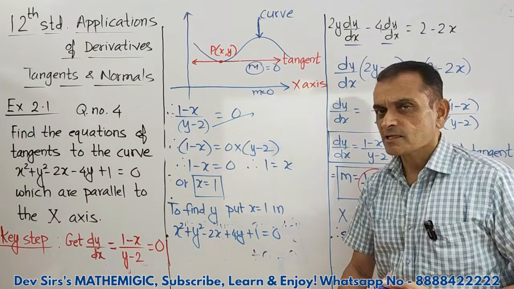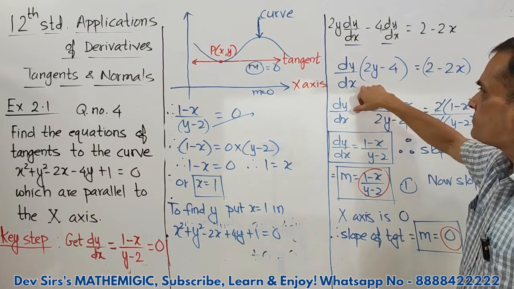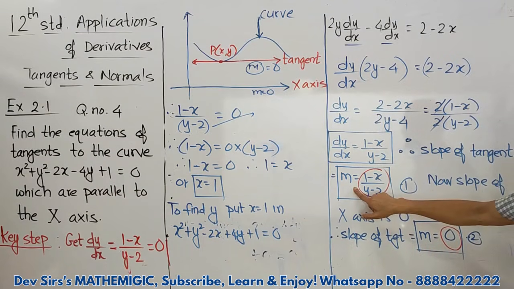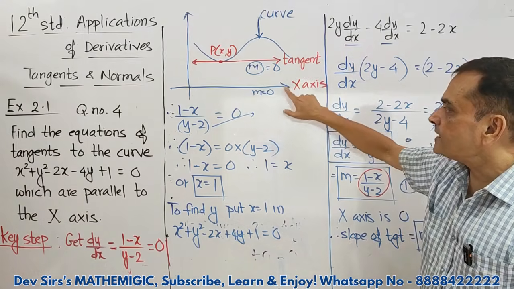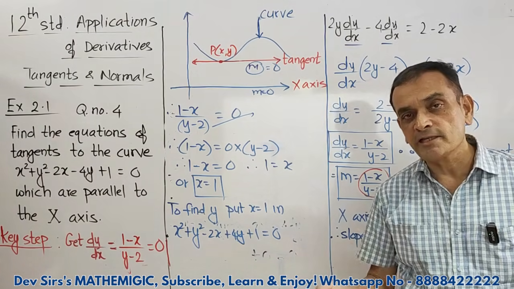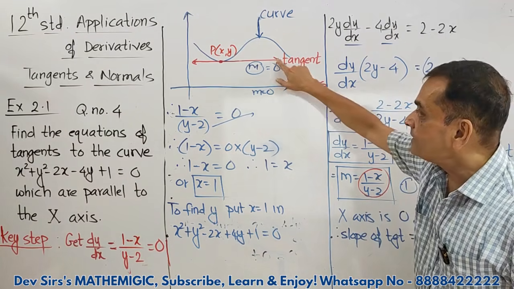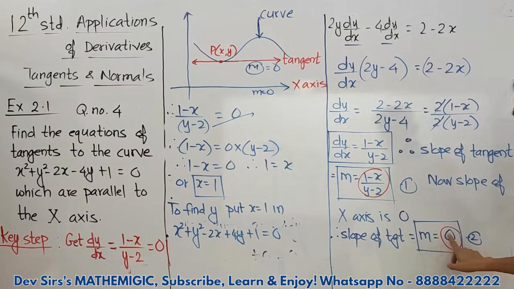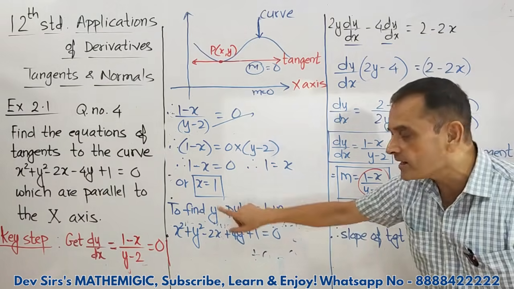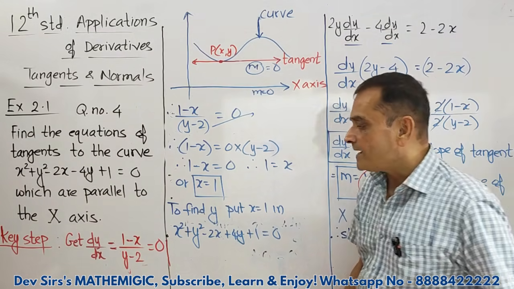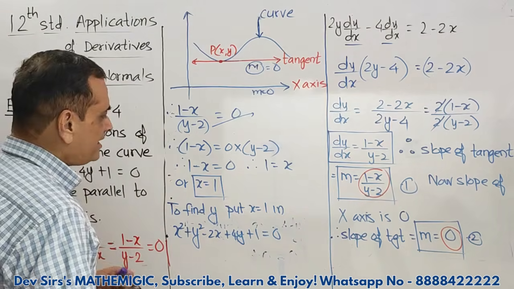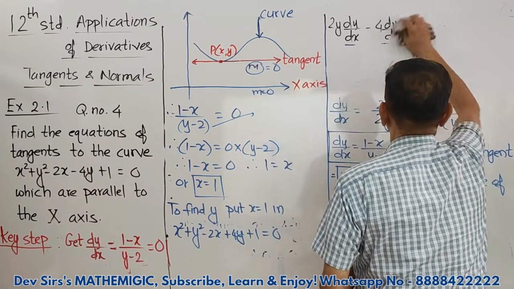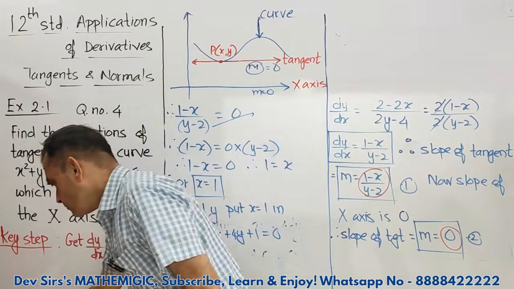So let's quickly see what we have done. dy by dx from the equation of the curve, from that we get slope of the tangent as m. Again we are getting slope of the tangent as 0 because tangent is parallel to x-axis and slope of x-axis is 0. When lines are parallel their slopes are equal, don't forget. So x-axis slope is 0, therefore tangent slope is also 0. So RHS equal to RHS, from that we get x equal to 1. Now let's find out y. Put the value of x equal to 1 in this equation. Substitute, put x equal to 1.